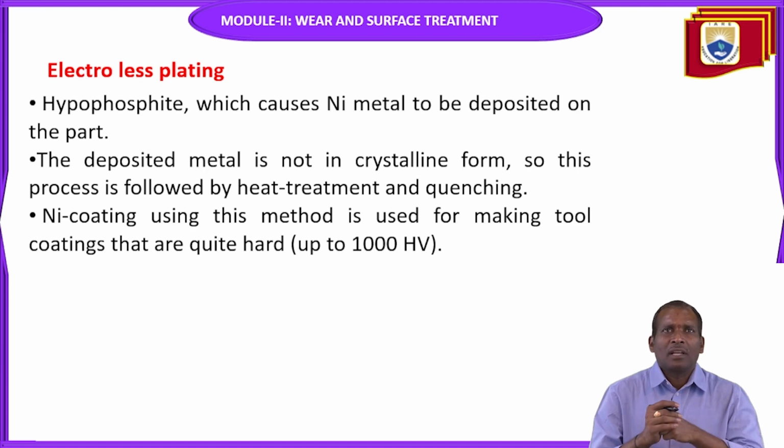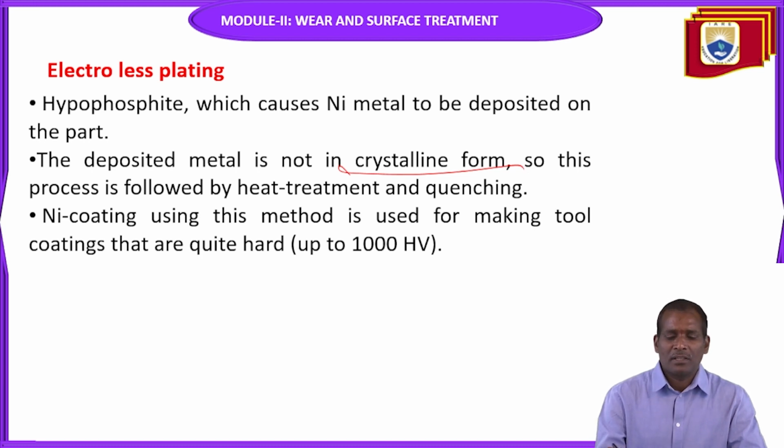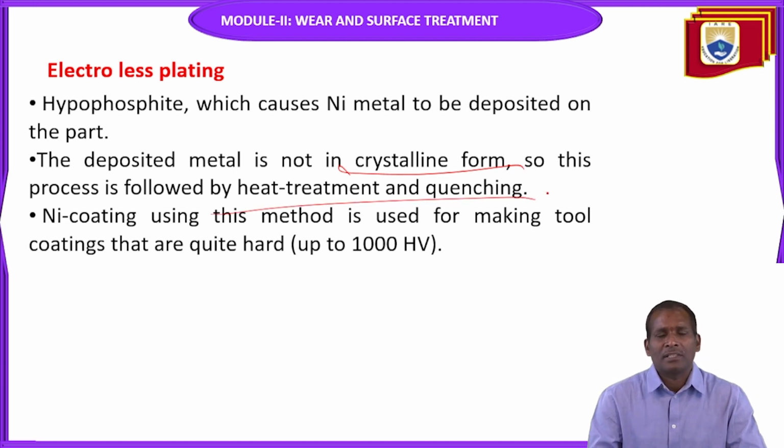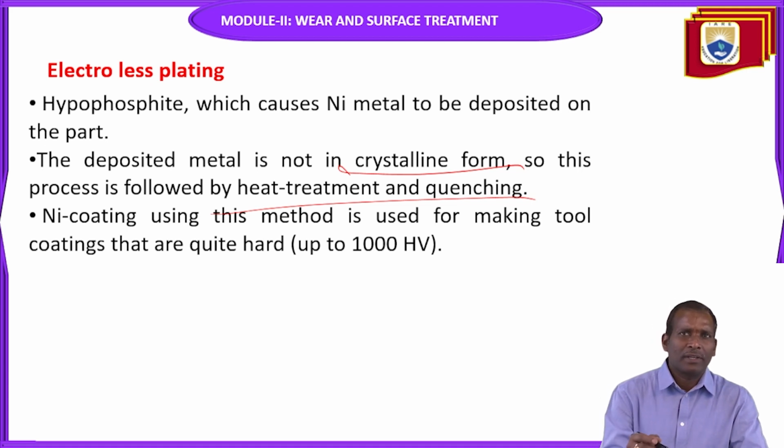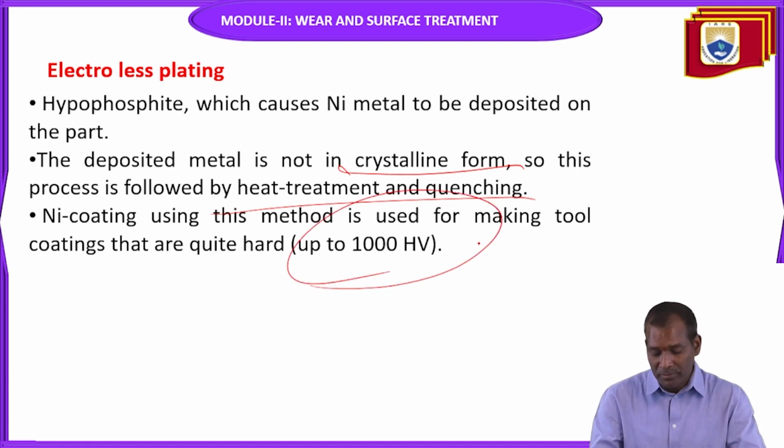The continuation of this electroless plating: the hypophosphite causes nickel metal to be deposited on the part, as I already told you, on non-conducting materials. This deposited metal is not in a crystalline form, so this process is followed by heat treatment and quenching. These are heat treatment methods: quenching, carbonizing, annealing, normalizing. Nickel coating using this method is used for making tool coatings that are quite hard, up to 1000 HV.